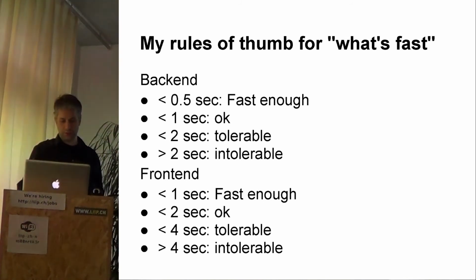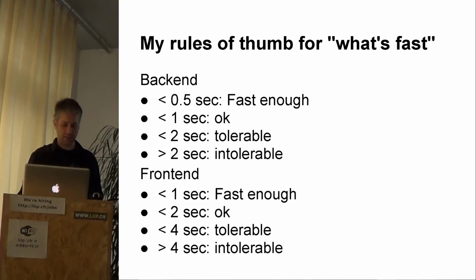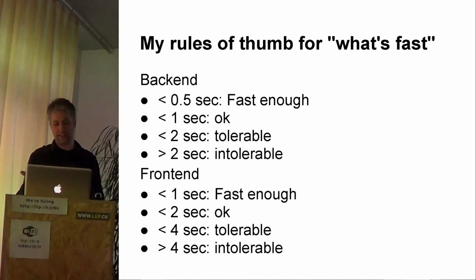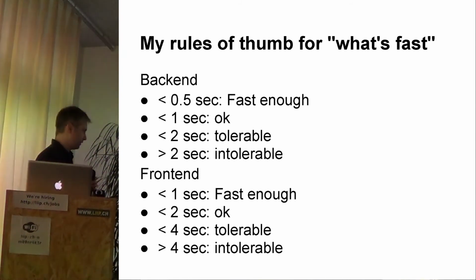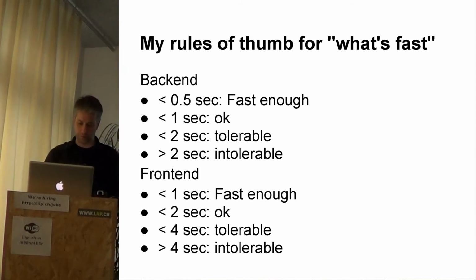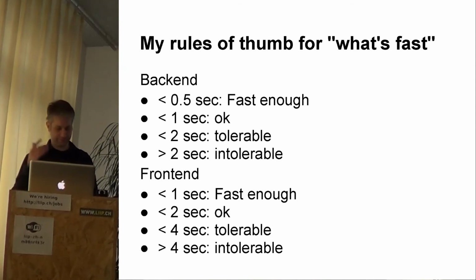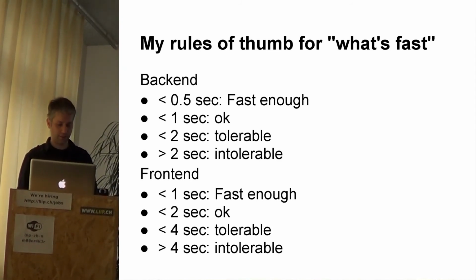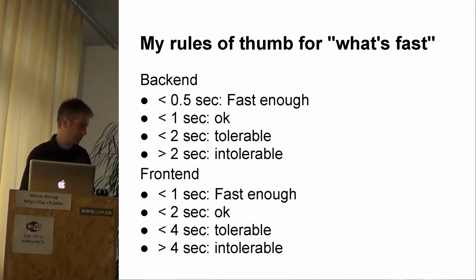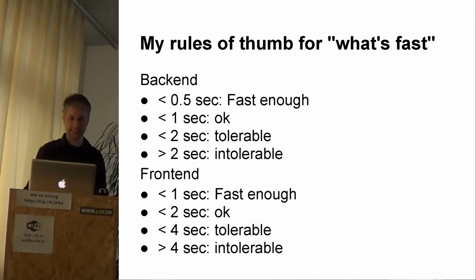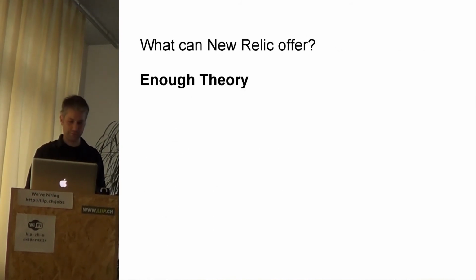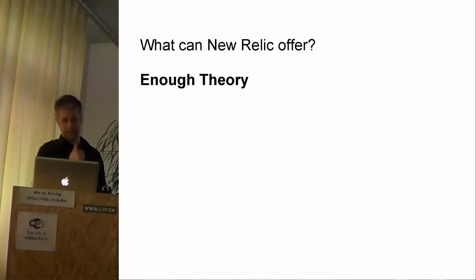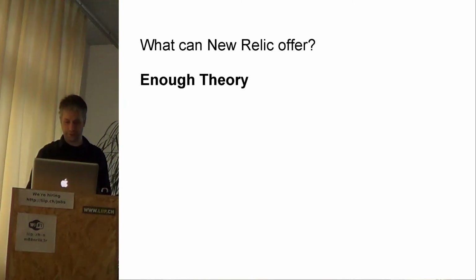So for me, less than half a second is fast enough on the back end. Less than 1 second is kind of okay. Less than 2 seconds is tolerable. More than 2 seconds is intolerable. Front end, you can see, less than 1 second is fast enough. 2 seconds okay. 4 seconds tolerable, and more than 4 seconds intolerable. That's not scientific whatever. That's just what I think should be. So, enough of the theory. What can New Relic offer?